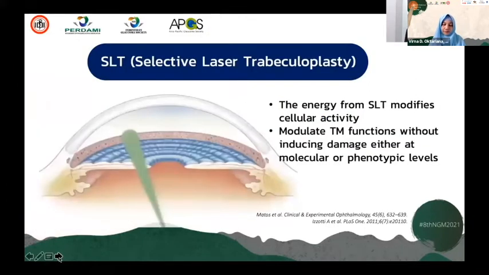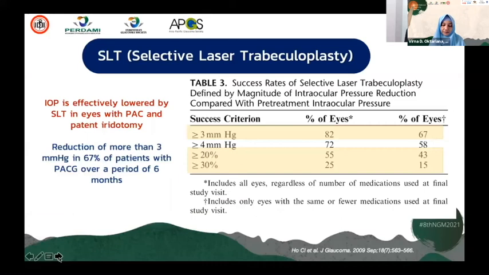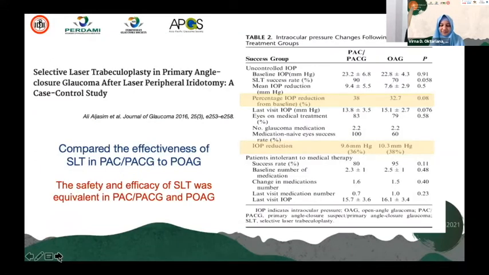Selective laser trabeculoplasty, or SLT, can be done in angle closure eyes with a visible TM. This is the early study that did SLT on angle closure eyes. As I once said, with a visible TM, it seems that it can achieve an IOP reduction of more than 3 millimeters of mercury in more than two thirds of the patients. And when compared to POAG, SLT in PACG can have equivalent safety and efficacy.